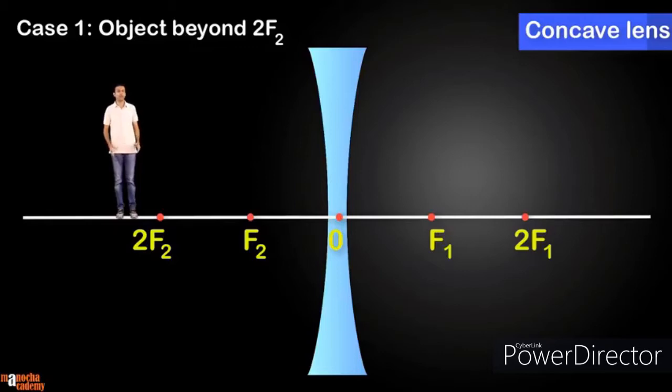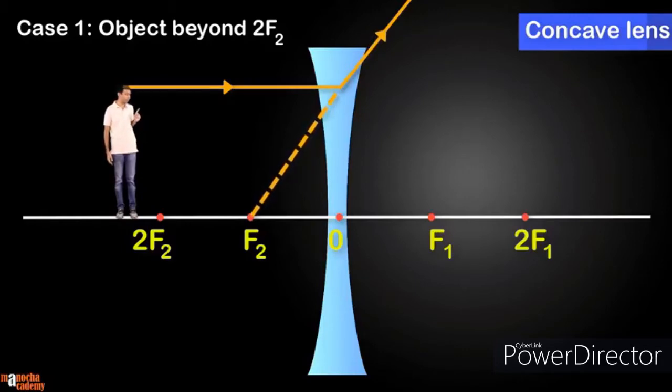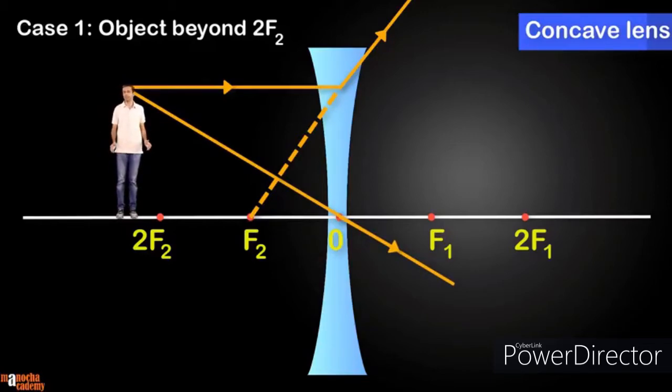For the first ray, let's use rule 1. The ray that is parallel to the principal axis after refraction, if we extend the refracted ray backwards, it appears to come from the focus. For the second ray, let's use rule 2. The ray going towards the optical center goes straight through without being deviated.